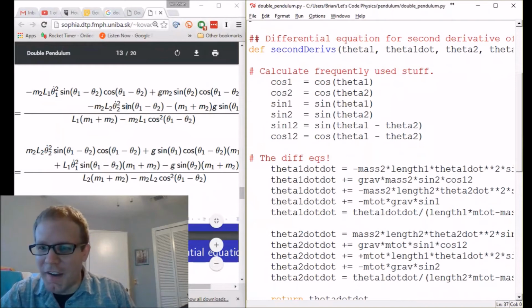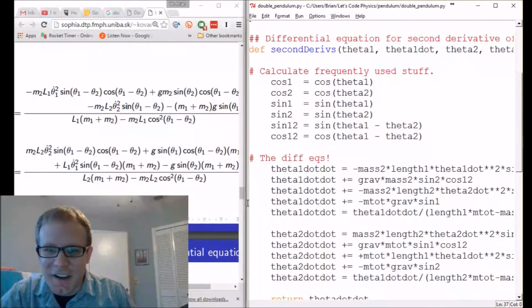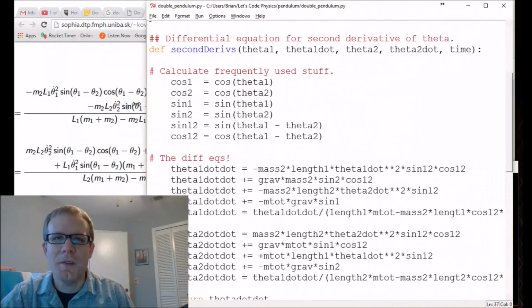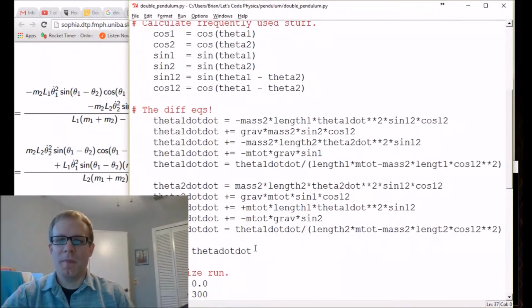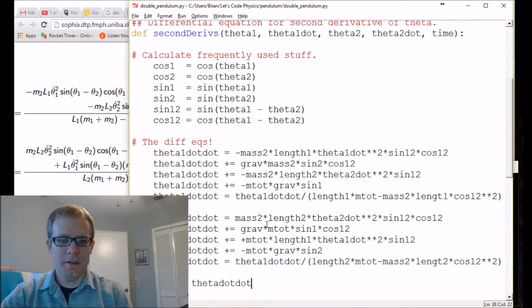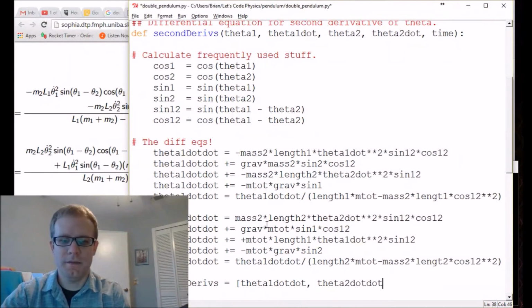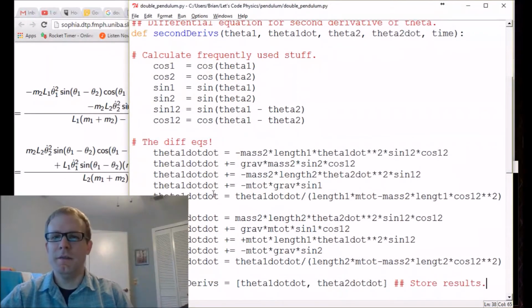Cool. So, thank you, Josh. Let's get this guy back over this way so I have a little bit more viewing room. Okay, cool. And now I need to return these two. So I need to return second derivatives. And what I'm going to do is make this into a list. So we're going to say that second derivatives equals a list made of theta 1 dot dot and theta 2 dot dot. So we'll call this one store results.